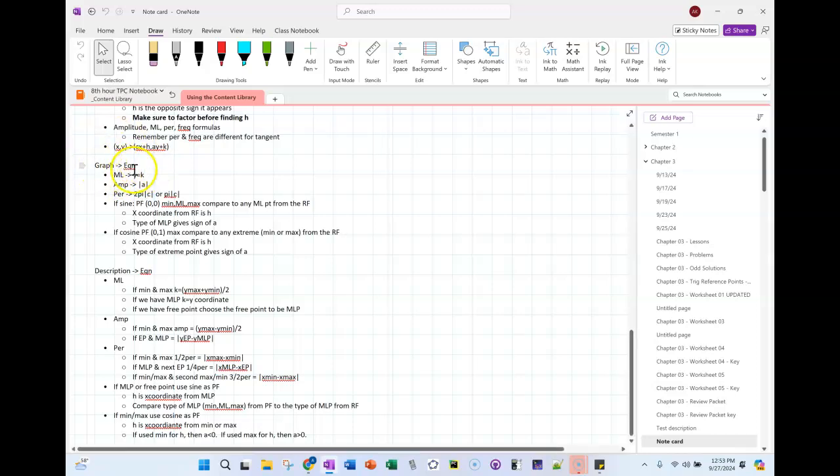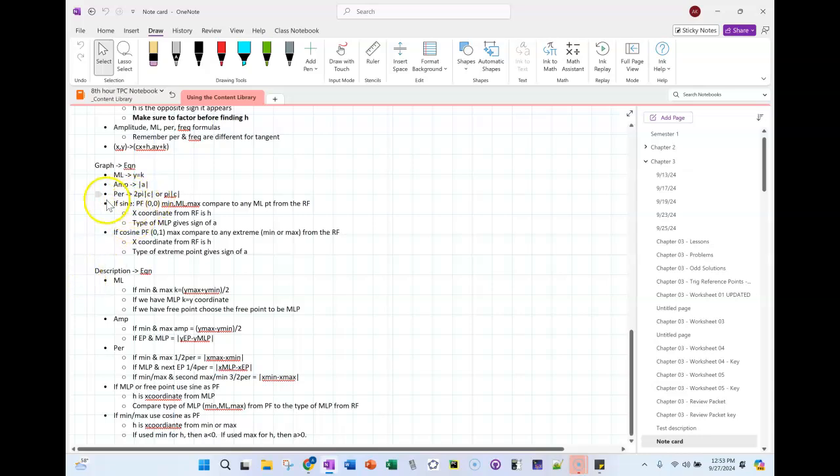Again, we're going from graph to equation. The next thing I do is find my amplitude. That'll give me the absolute value of A. Then I find my period. I can use that to solve for C because I know period is either 2 pi over absolute value C or pi over absolute value C, depending on whether I have a sine or cosine, or a tangent.